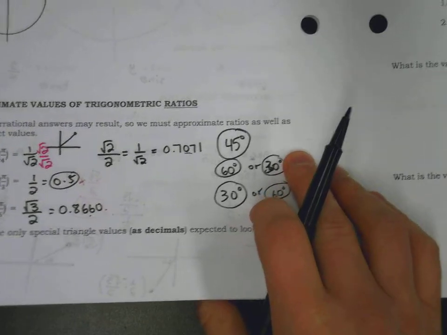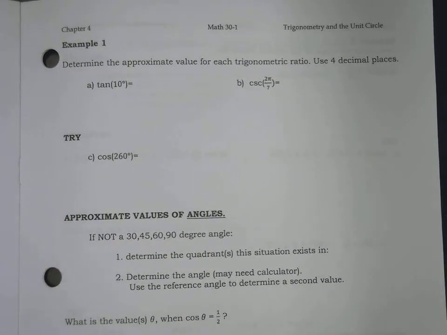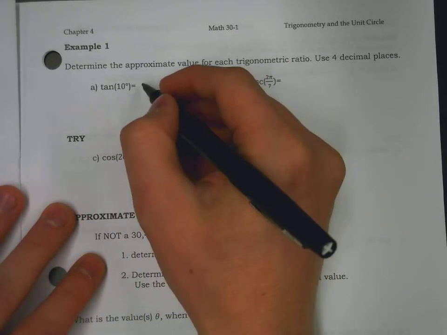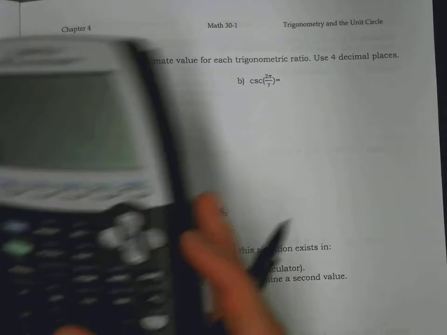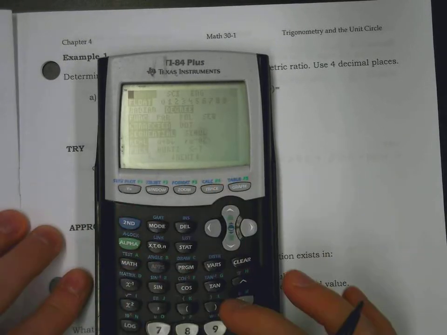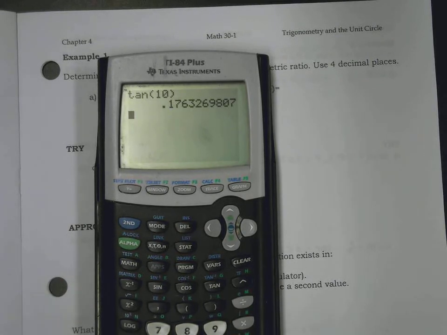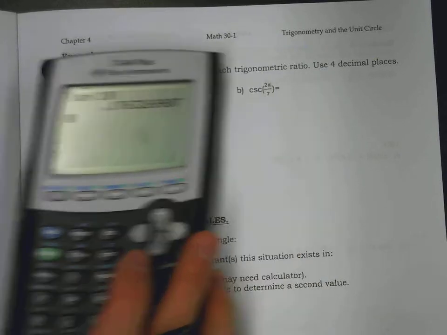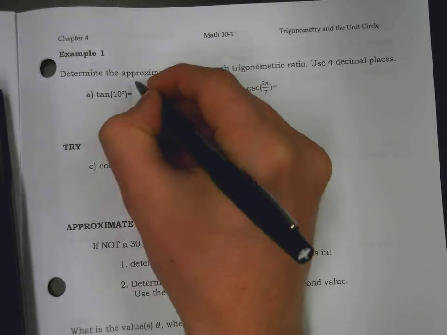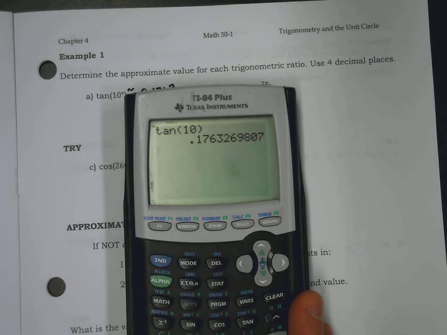Now, there are some values that are not exact, and there are some angles that give us some messier values. If I were to say, what's the approximate value of tan of 10 degrees? Now, 10 is not on the unit circle, so we have to look at this with our calculator at this point, in degree mode, tan of 10 degrees, enter. Now, this is not a 0.866 or 0.7071. This is an ugly answer, 0.176, about a 3. We'll do a little approximate. But that is your output for tan of 10 degrees.